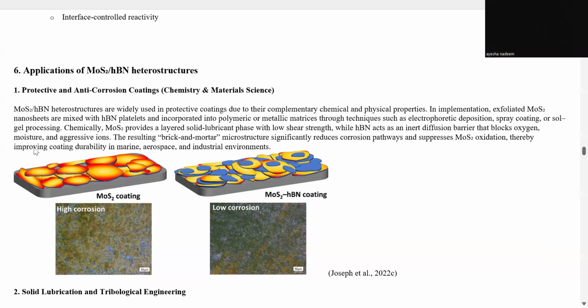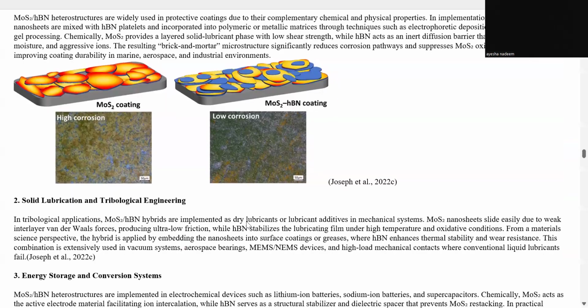In this picture, the first coating is the molybdenum disulfide coating, and there is high corrosion. When there is a layer by layer coating of molybdenum disulfide and hexagonal boron nitride, these two coatings cause low corrosion, and they act as protective or anti-corrosion coatings.